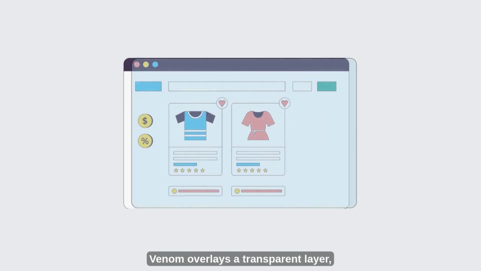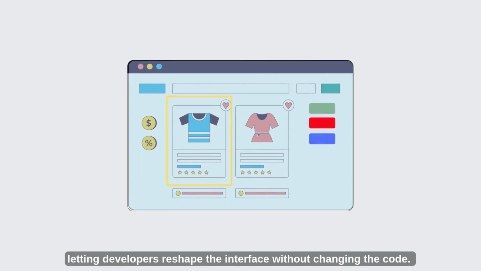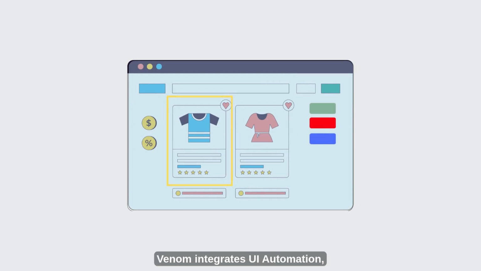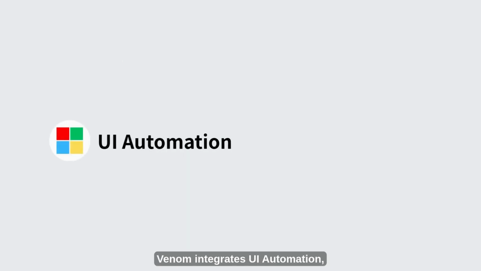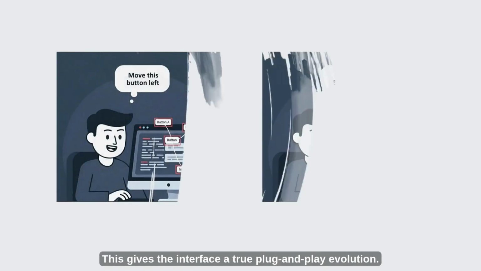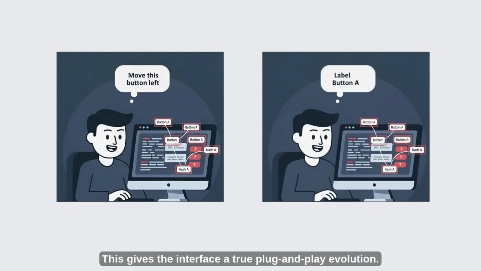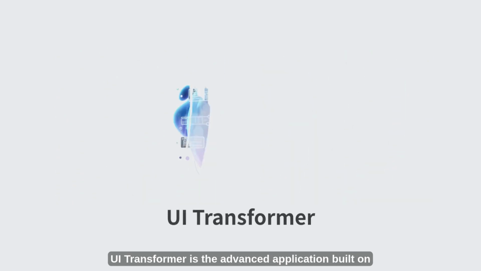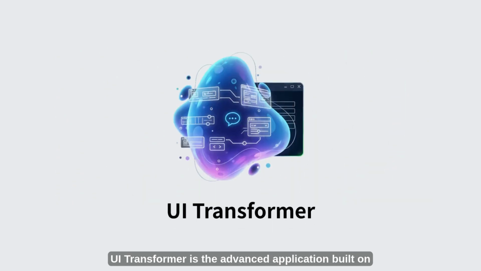Venom overlays a transparent layer, letting developers reshape the interface without changing the code. Venom integrates UI automation, which reads on screen elements and provides the foundation for future transformations. This gives the interface a true plug and play evolution. UI Transformer is the advanced application built on Venom.